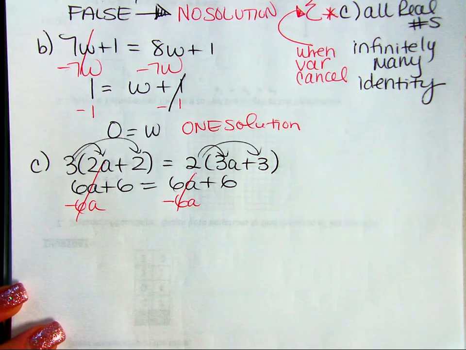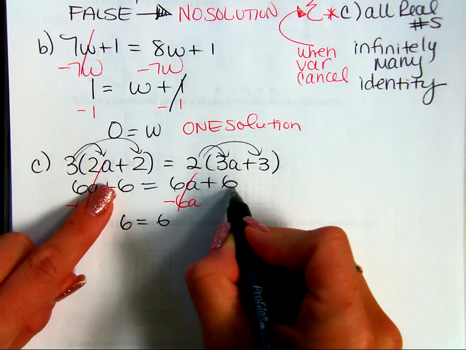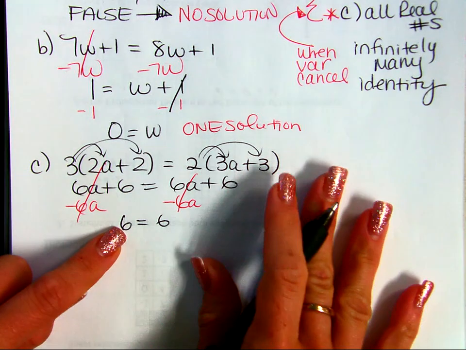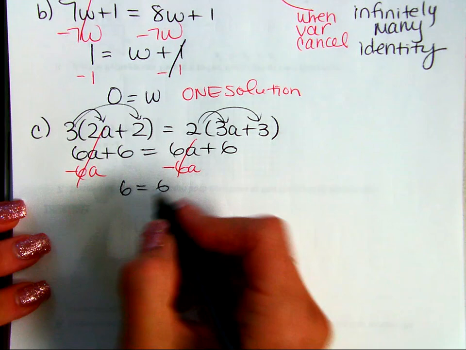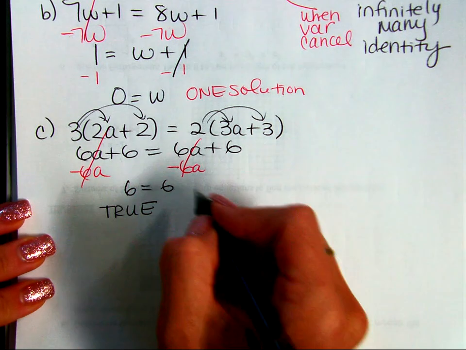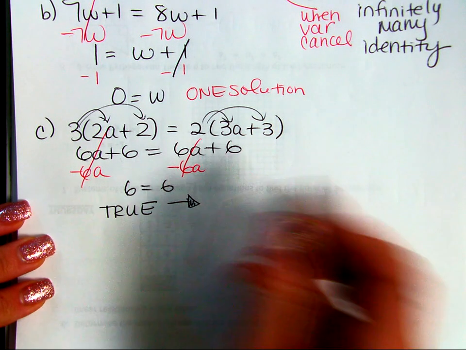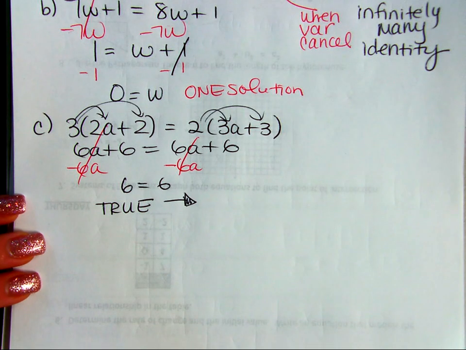Just watch what happens, though, if I go ahead and cancel out. Those cancel and those cancel, and I'm left with what? 6 equals 6. So see how last time it was 12 equals 27? Now it's 6 equals 6. 6 equals 6 is not false. It's true. And what do we write for a true statement?